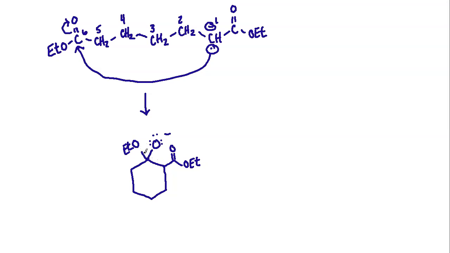I can then get this group to leave. And as it does, I would also expect a reformation of the pi bond right there. And this would lead to the final product that I would expect from this Dieckmann reaction. And that would be the 6-membered ring. You would have the carbonyl that's returned here, and then you would have the ester functionality directly opposite. Right there. And that is it. That is exactly what I would expect.